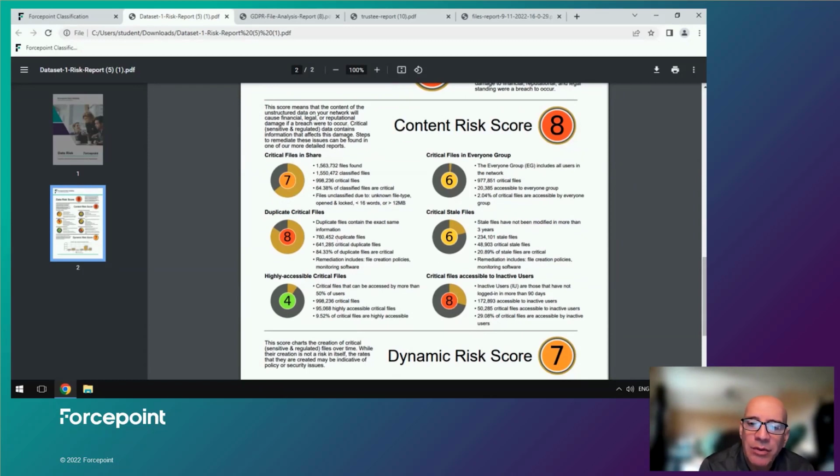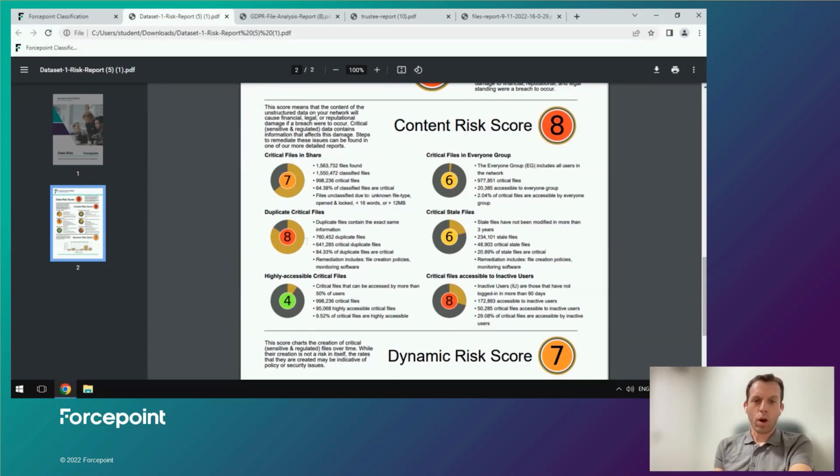And critical content, which is what specifically is the problem of having duplicates? Why would that be a risk? The problem is that if one file is critical, it's a risk. But if we've got that file maybe 5 times or 10 times around the network, then it's multiplying the risk for you. You need to manage the permission for all of those files, and you need to monitor all of those files. So you're actually multiplying the risk for your organization, and that's why we got a very, very high score of 8.